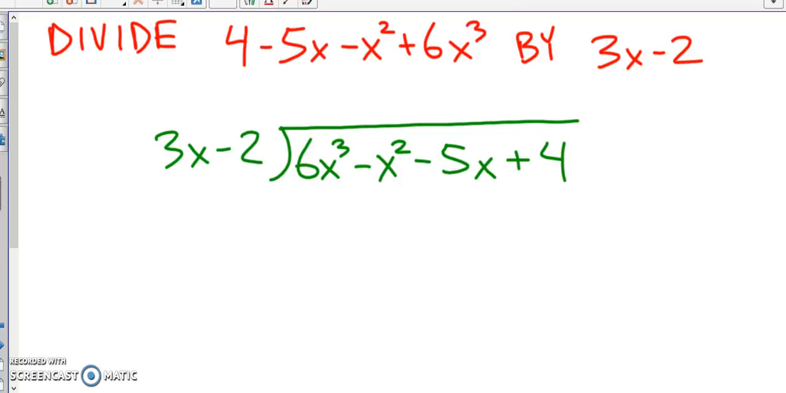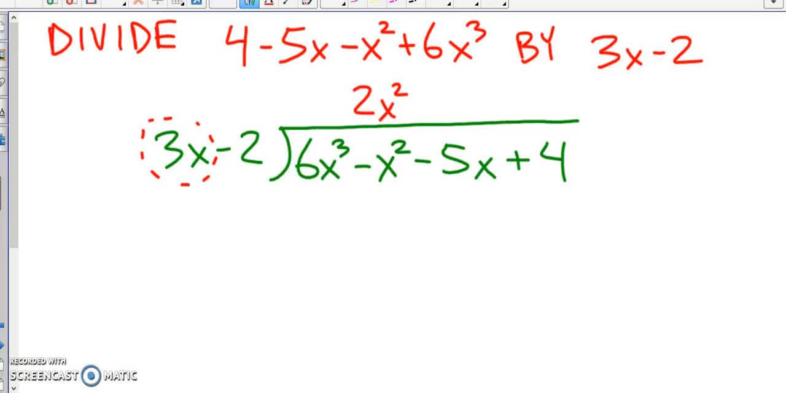You tell me. How do I need to proceed? Guessing is probably not going to get us very far. Don't you take 3x and see how many times it goes into 6x cubed? Yes. And how many times would that be? 2x squared would be better.